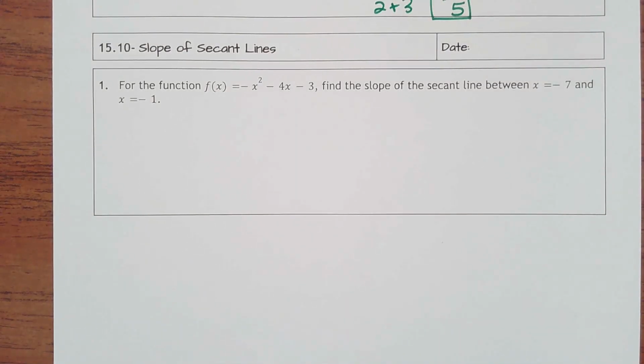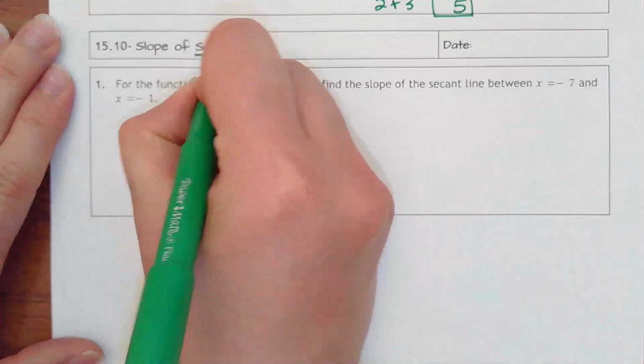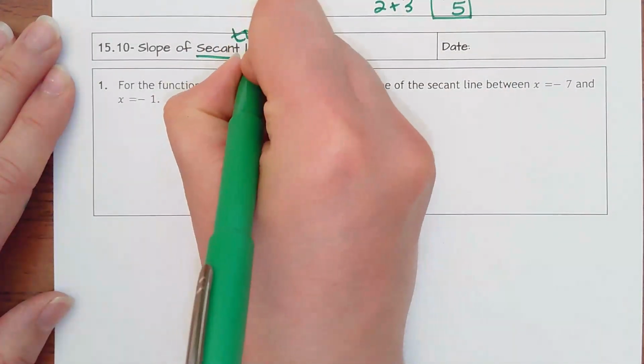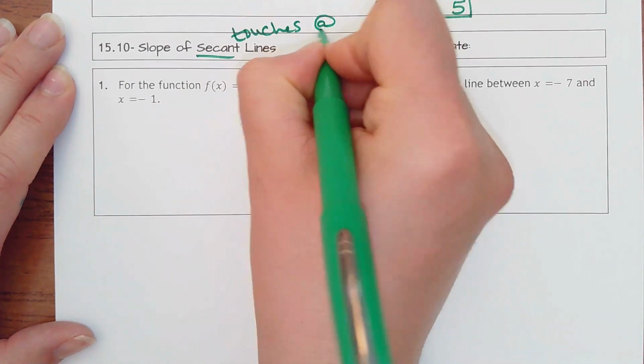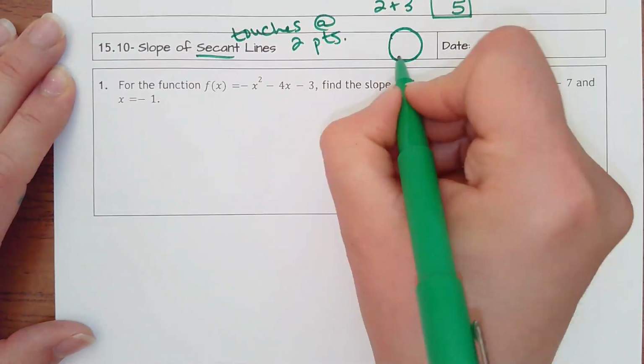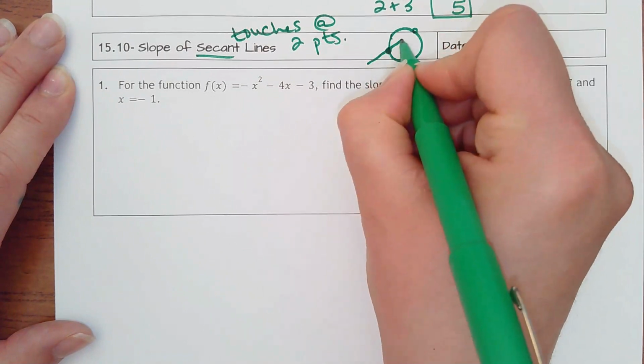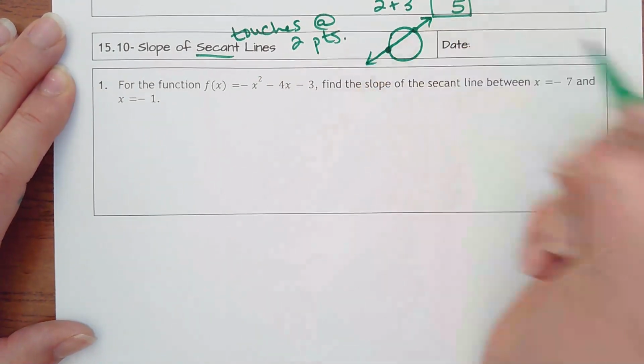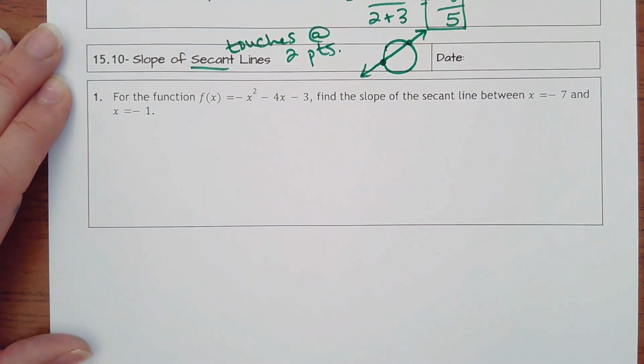Lesson 15.10 is slope of secant lines. A secant line is a line that touches in two spots, so it touches at 2 points. You probably don't remember this, but in geometry we learned about a secant line going through a circle at 2 points. So secant line, 2 points, basically finding average rate of change.